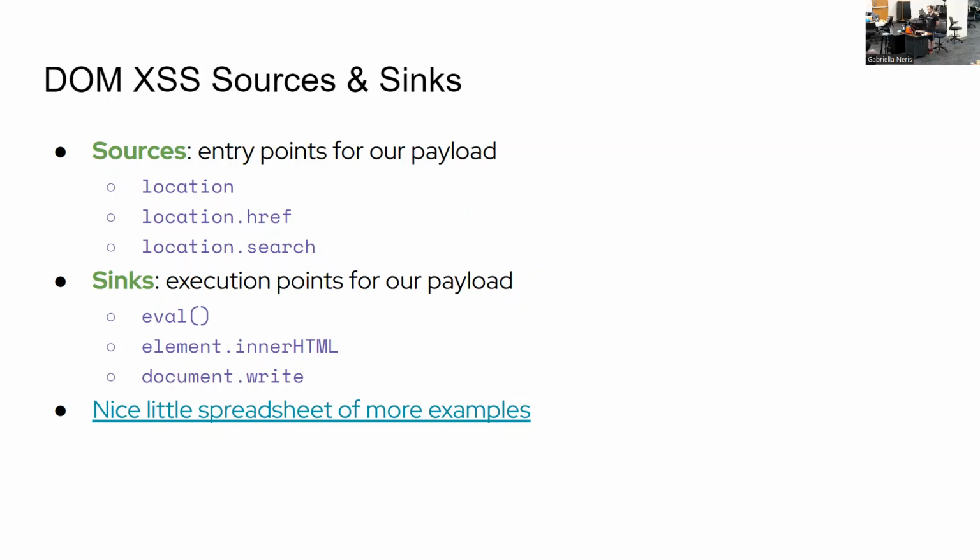It has restrictions, but some examples are location, location.href, and location.search. And then sinks are different functions that handle that source in an unsafe way. Examples are eval, document.write, and element.innerHTML, which sets the HTML of an element. And then there's a spreadsheet here.